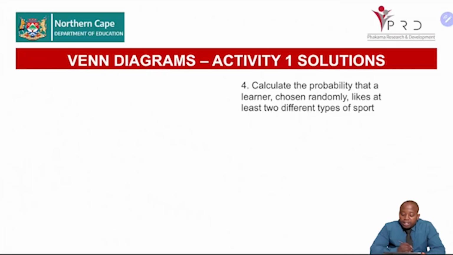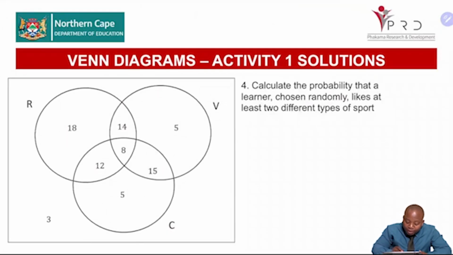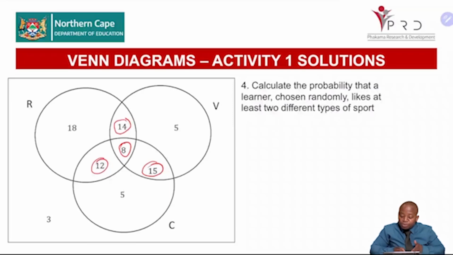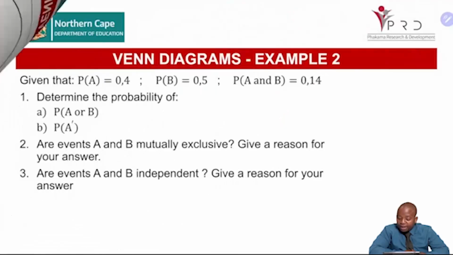Right, now grade 12, let us look at number 4. It reads as follows: calculate the probability that a learner chosen at random likes at least 2 sports. Now let's check. At least 2 sports means 2 and above. So it's going to be this one, this, that, and that. It is all of the intersections. So the minimum is 2 and above. This one is 1, 1, 1, and this one is none. So at least 2 types of sport is going to be 12 plus 14 plus 15 plus 8 all over 18. Then this is going to be 49 over 18.